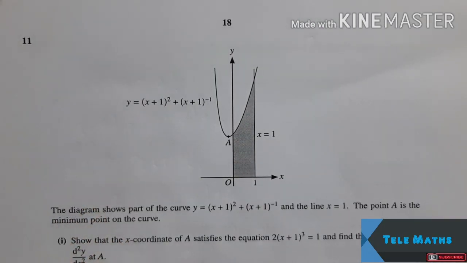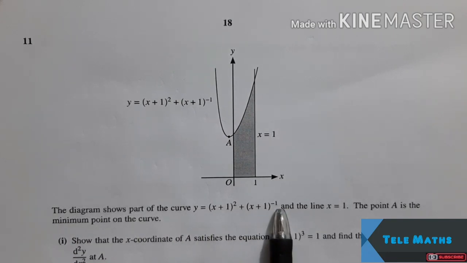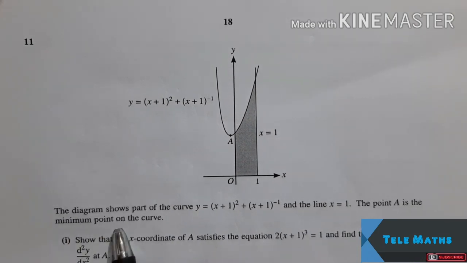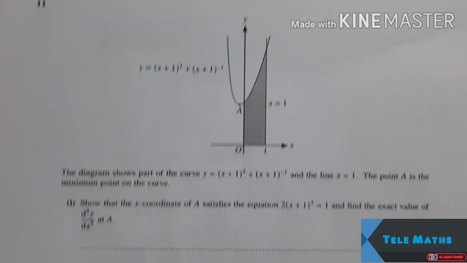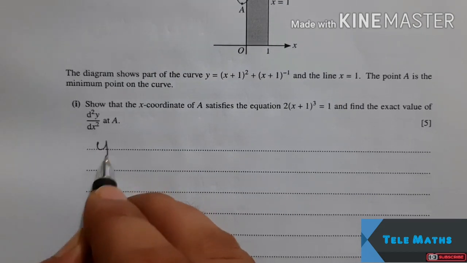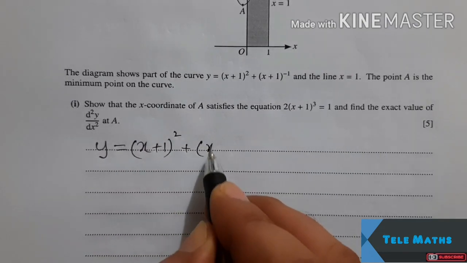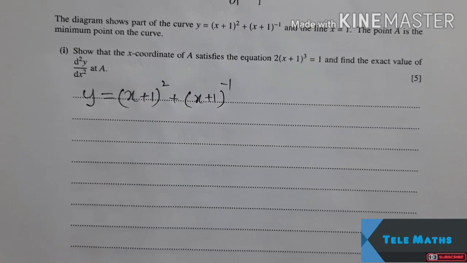Last question, 11. The diagram shows a part of the curve y is equal to (x plus 1) square plus (x plus 1) power minus 1 and the line x is equal to 1. The point A is the minimum point on the curve. This is the minimum point. Show that the x coordinate of A satisfies the equation, and find the exact value of d2y over dx square at A. Okay, so we got the curve y is equal to (x plus 1) square plus (x plus 1) power minus 1. This is our equation of the main curve.